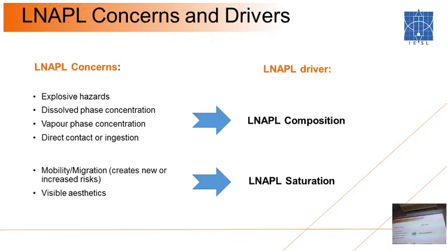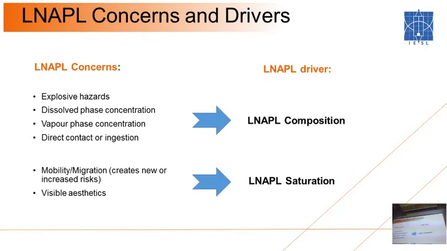Before we go to remediation, we have to understand the NAPL concerns and drivers. As I said before, we remediate only if we have a concern or a risk. If you have NAPL concerns like explosive hazard, vapor concentration, or direct contact risk, then the associated driver for this sort of concern is LNAPL composition. If we change the LNAPL composition, then more likely we can manage this risk. And if our concern of NAPL is off-site migration or visible sheen, then the NAPL driver is LNAPL saturation. So we have to reduce the NAPL saturation in order to address this concern.